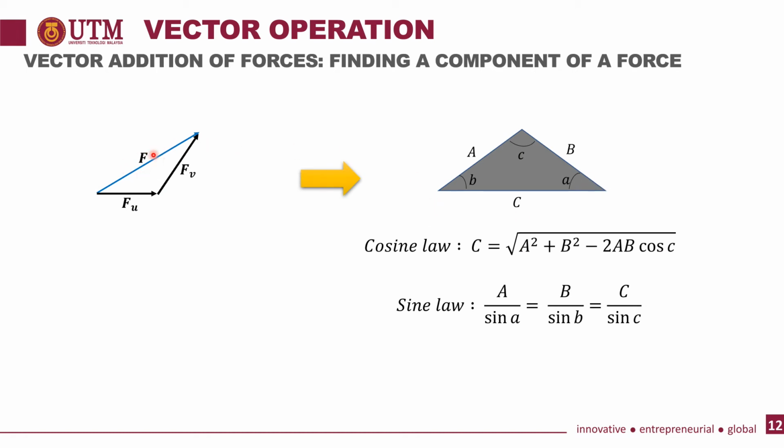So this is the resultant force F, and this is the triangle's law, law of cosine or law of sine. From here, you can substitute the values of F, FV, and FU in order to find the resultant force. For example, if you want to find C, C equals the square root of A squared plus B squared minus 2AB cos C. And the sine law: A over sin A equals B over sin B equals C over sin C. From these equations you can find the resultant force and also the direction. The direction here represents the orientation or the angle that you want to find.